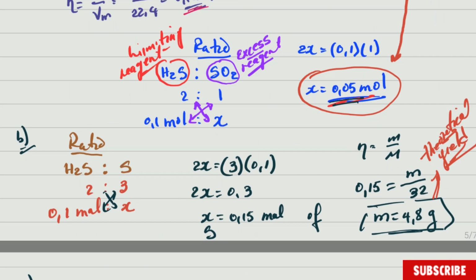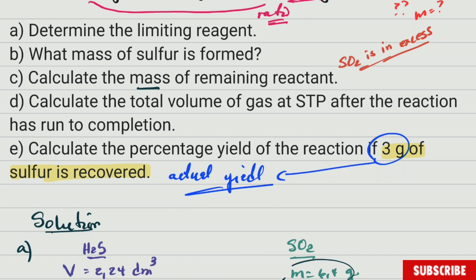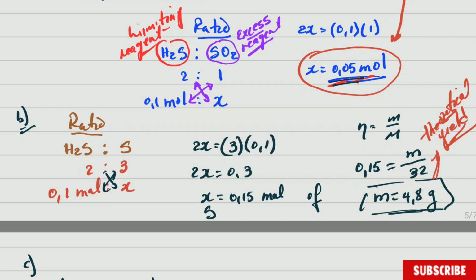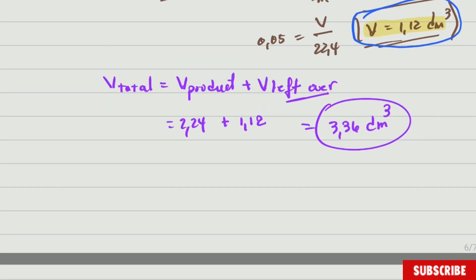Okay, so now next question, which is the last question. Calculate the percentage yield of the reaction with 3 grams of sulfur. We're working with sulfur. 3 grams of sulfur is recovered, and that one, guys, is the actual yield. This amount they're giving you there is the actual yield. Now remember, when we calculated in question B, I told you that answer is the theoretical yield. So this is a really simple question.